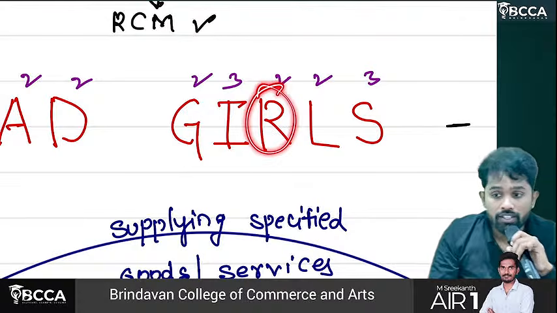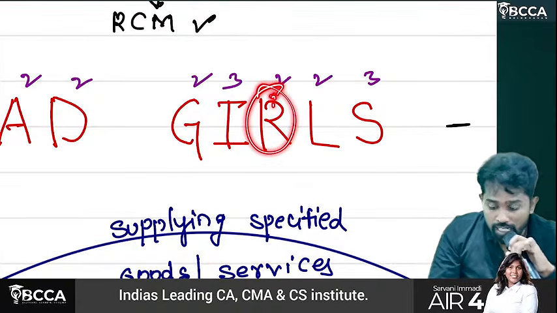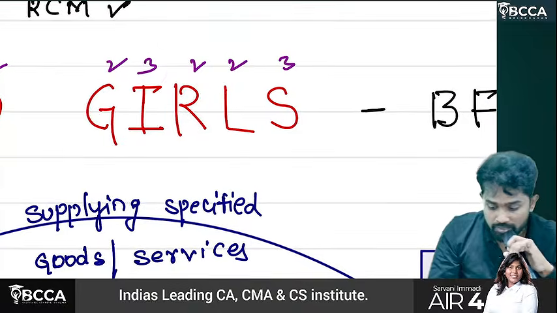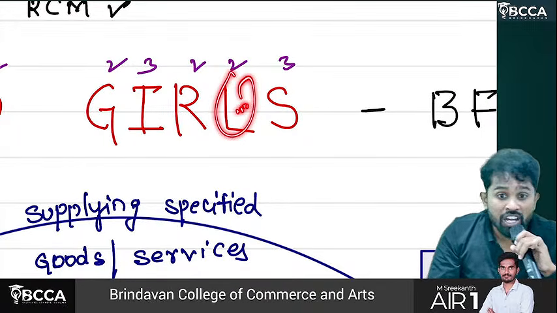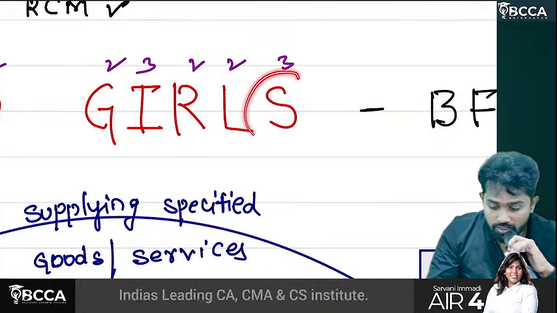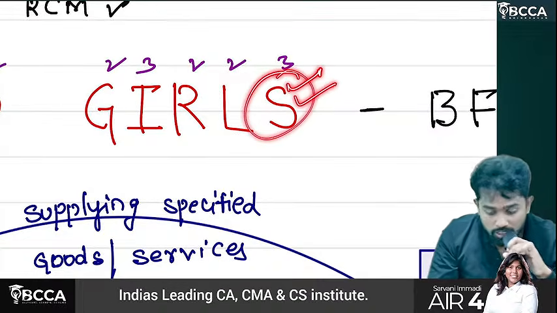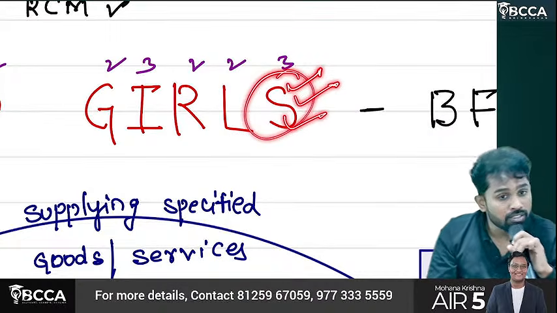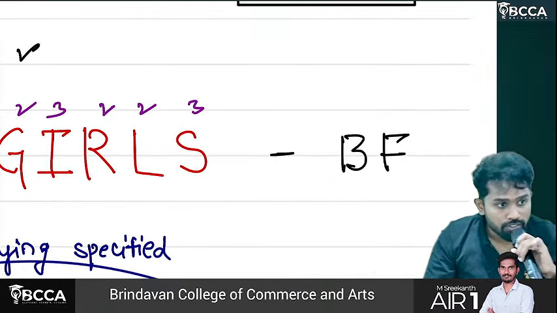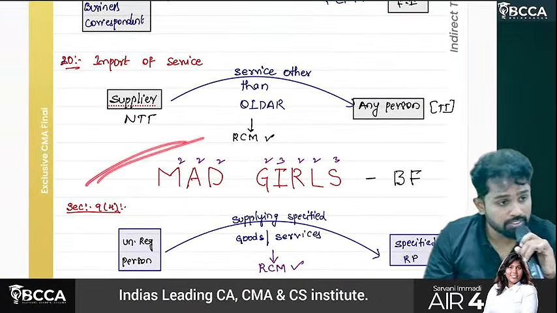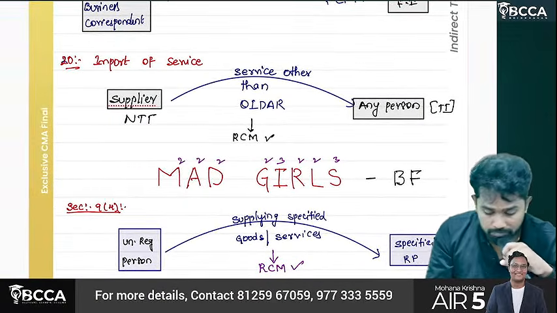Then R for recovery agent services, RBI overseeing committee members. Then L for long-term lease of land and even lawyer services. S for sponsorship services, short-term lending of securities, and security services also. And then business facilitator and agent of business correspondent. These are the services which are covered under RCM.